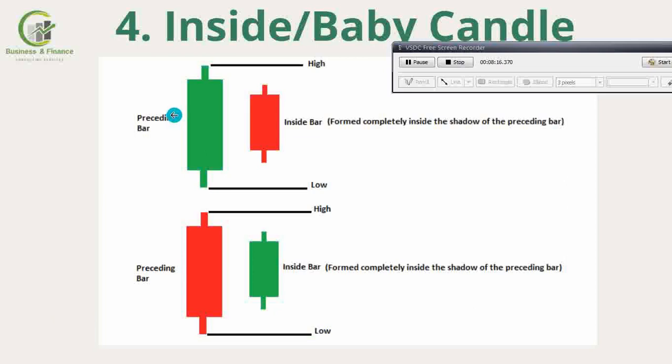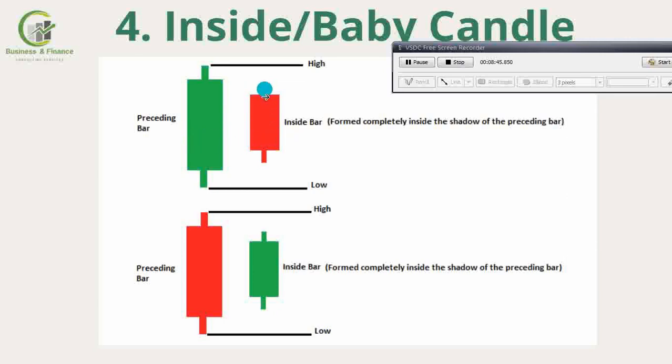Now the fourth candlestick pattern we are going to discuss is the inside or baby candle. We call it baby because when it is in a bullish trend, a very big green candle forms, but immediately after that there will be a small candle totally inside the big candle. So we call it bearish reversal inside bar or baby candle.